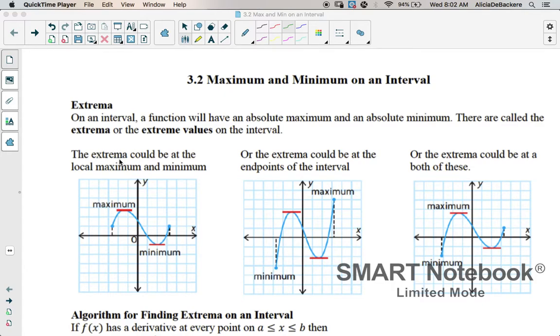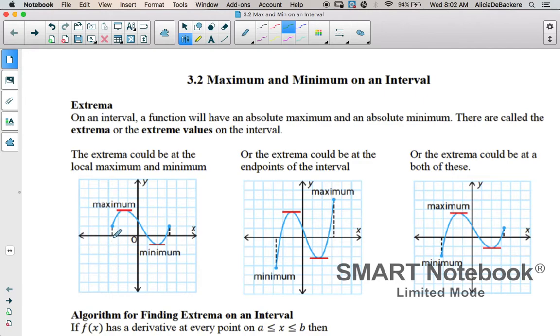Now, the extrema could be at a local maximum or a local minimum. So I want you to imagine in this picture here, I've cut off the function at some x value a and some x value b, but the function actually would continue from here, right? So maybe it goes down like this, or maybe it goes up and then down, and I don't know what it does. But all I'm interested in is this interval from a to b. So I've kind of erased these extra chunks here. I don't care about this outside portion.